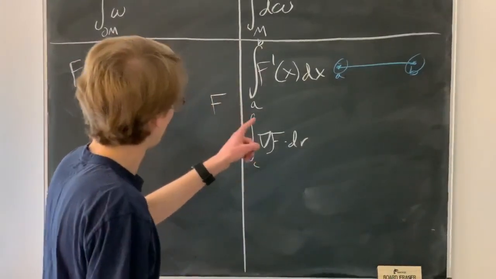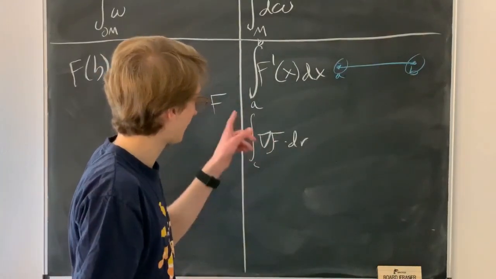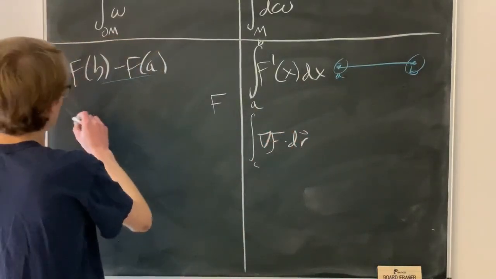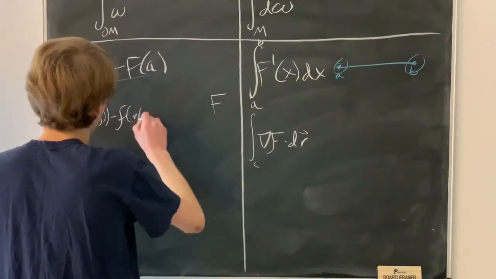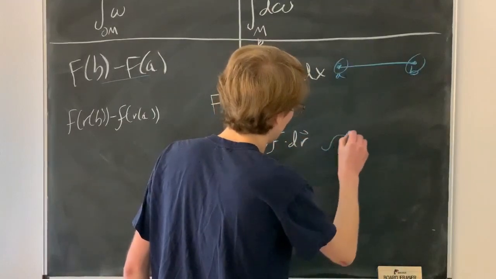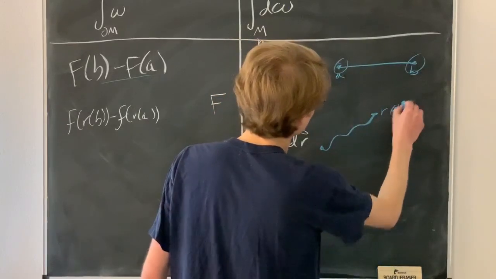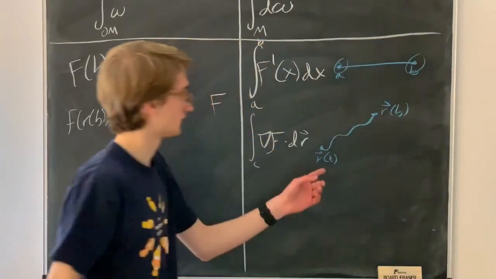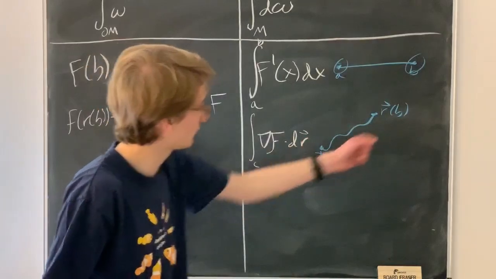And this is saying the line integral over the curve C of grad f dot dr, if r is our parameterization, is going to be nothing less than f of r of b minus f of r of a. And you can think of this as if I have some curve, say this is r of b, this is my ending point, and this is my r of a, my beginning point. I don't care about this path. I only care about where I started and where I ended.